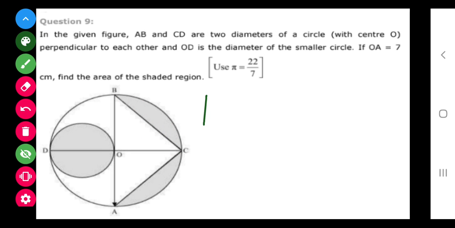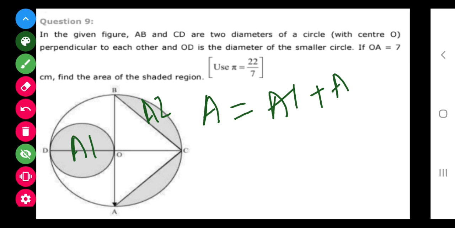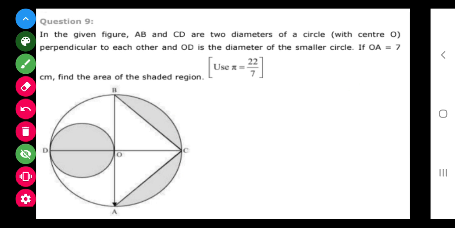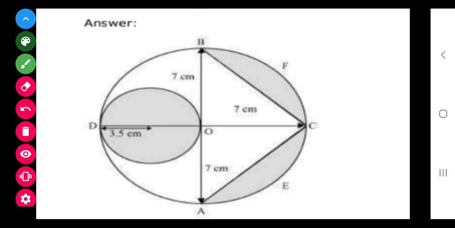So what is the required area? Area of this one, area 1, plus area 2, and this area will be the same, so no need to determine it again, we can do it like this. So let's start the question. This is the complete diagram. This is 7, this is 7, this is 7, this is 7, so this will be 3.5.